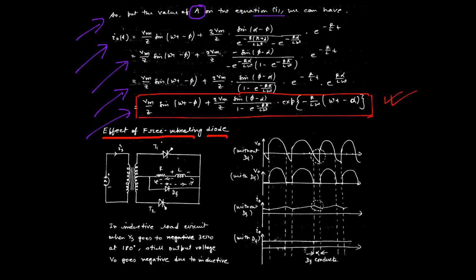One more thing: similarly, it affects the output current also. Without the freewheeling diode, the output current was this one, with small ups and downs due to the charging and discharging path. But if we use the freewheeling diode, as there is no negative peak of the output voltage, it gives us almost DC current. It is a good example of using a freewheeling diode.